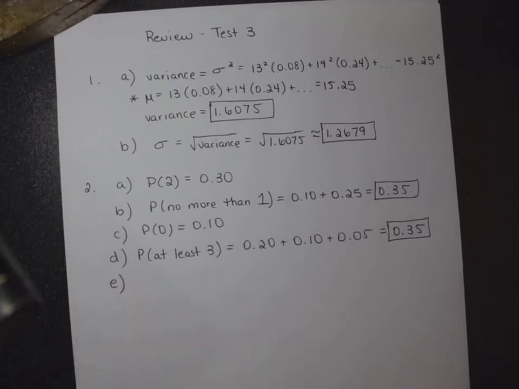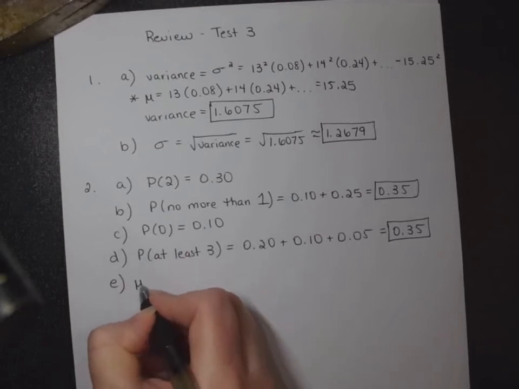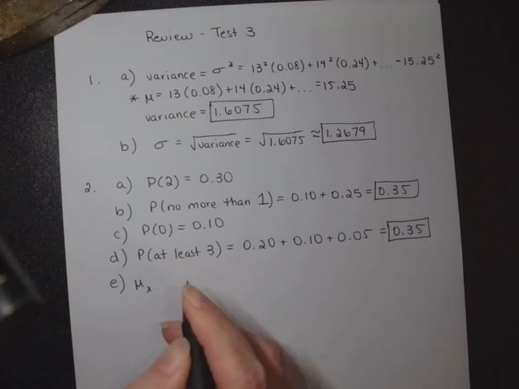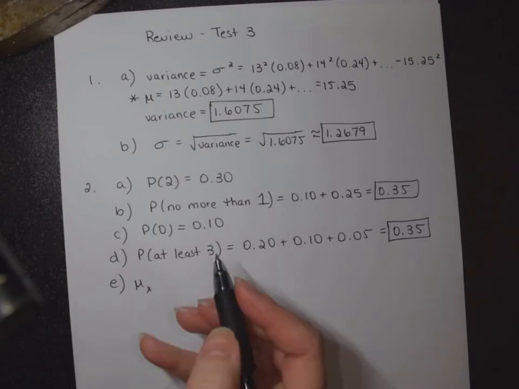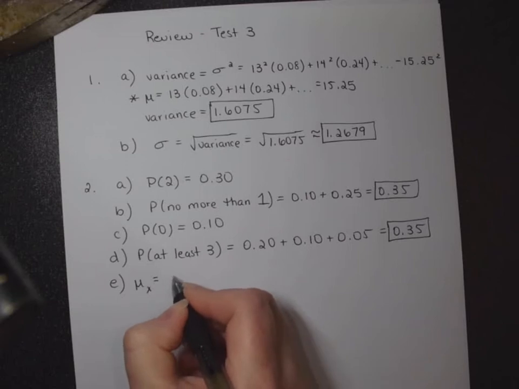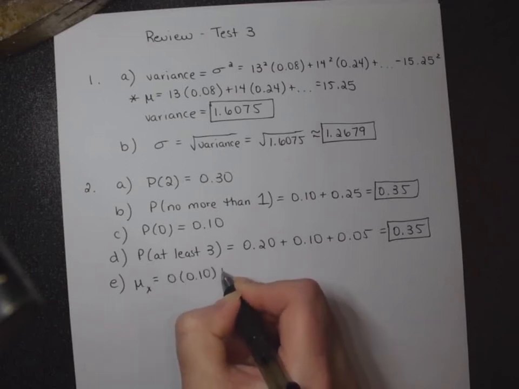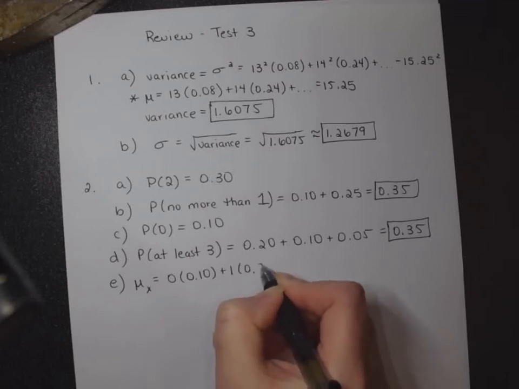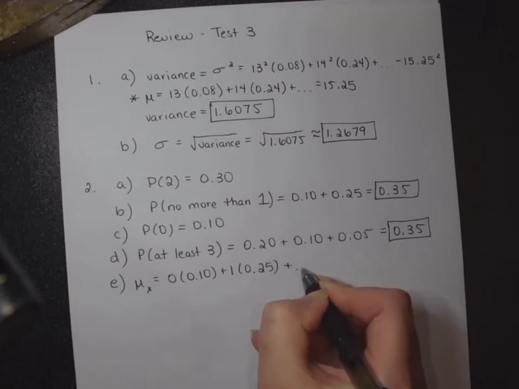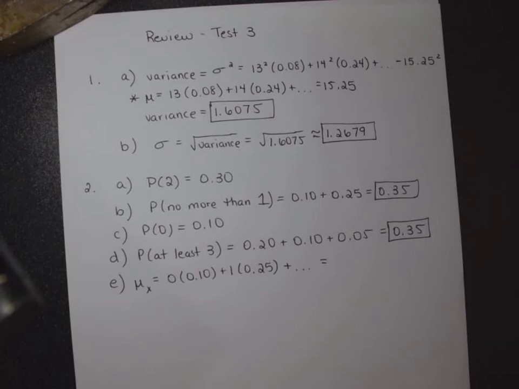Part E, if we want to compute the mean, okay, we just did this above, but the mean of the x's, remember this subscript just means that's what you're finding the mean of. Again, you just do a weighted average, so it's value times its probability plus next value times its probability, and then so on and so forth. So I know I'm using ... a lot, it's just because I don't want to write it all out, okay?